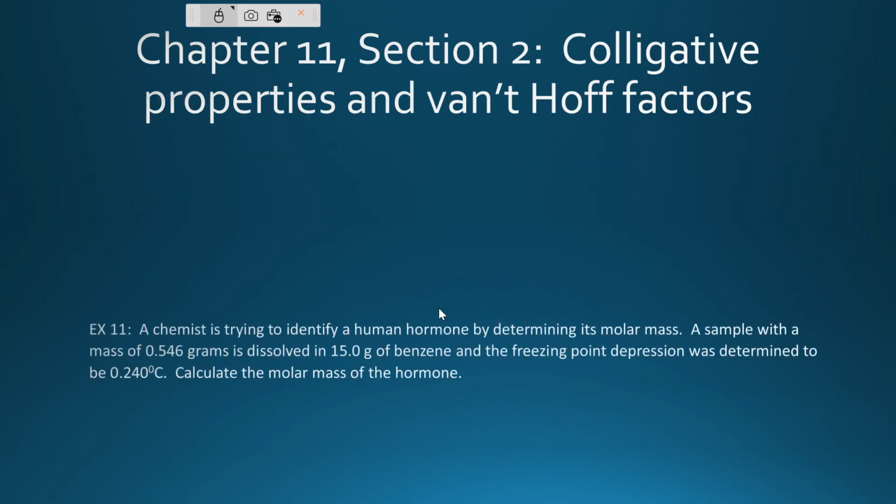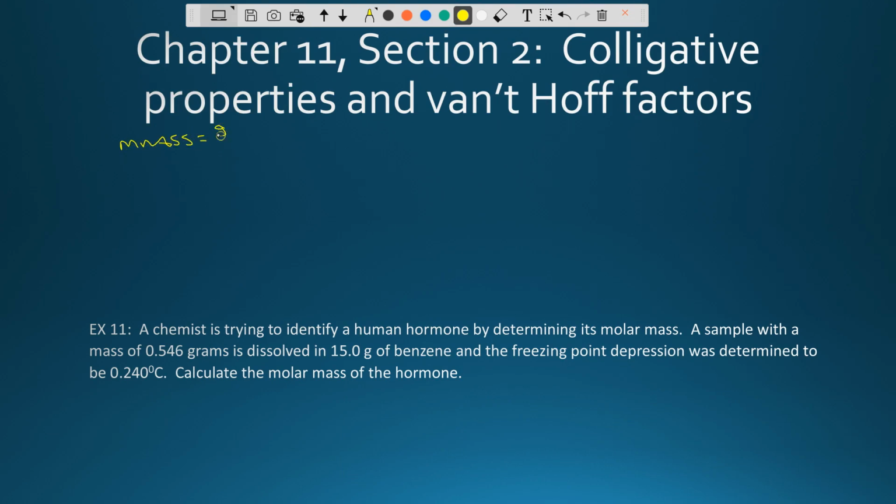Okay, now we're going to do one last problem with these, and then we'll move on to osmotic pressure. A chemist is trying to take a look at this, and the reason we're looking for this is trying to find, again, a molar mass. And so we've done this type of problem before. Remember, molar mass is grams per mole. We can use this to identify maybe what the hormone might be or whatever. So you notice that the freezing point depression was determined to be 0.240. Okay, so that's my change, 0.240 degrees Celsius.